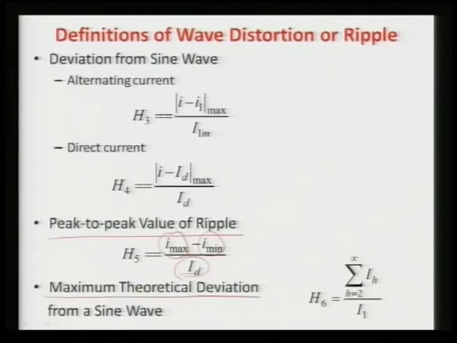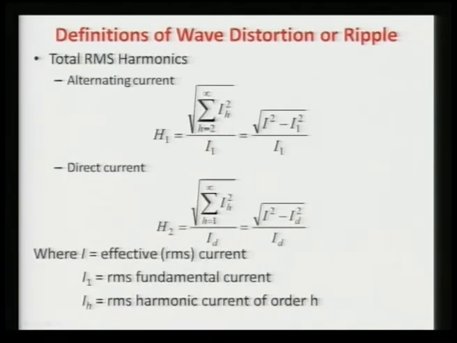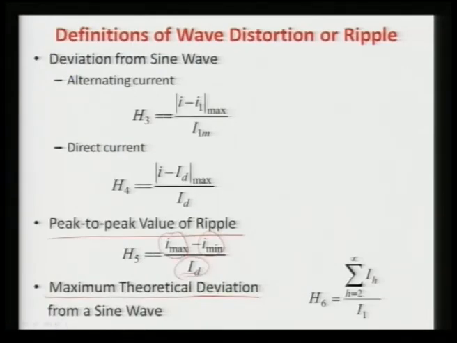Another component normally defined is called the maximum theoretical deviation from the sine wave. Why are we going for this value? You can see here it is not a square, it is similar to your previous case. Instead of squaring and adding, and then taking the square root, here we are simply taking the RMS value of all components other than the fundamental, divided by the fundamental value.